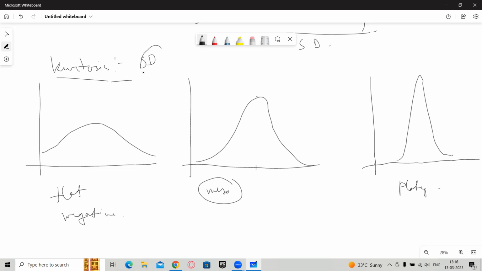Kurtosis generally depends on the standard deviation. Because in kurtosis we are measuring the data dispersion from one data point to another. When we get a flat curve, the possible reason is that we have a very small number of data points, so we can have negative kurtosis. In general, the law of large numbers says if you have more than 30 or maybe 50 data points, then your data can easily become a normal distribution.